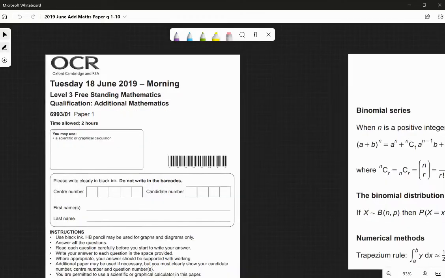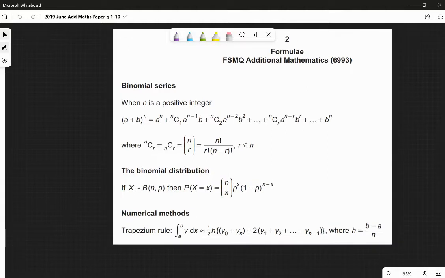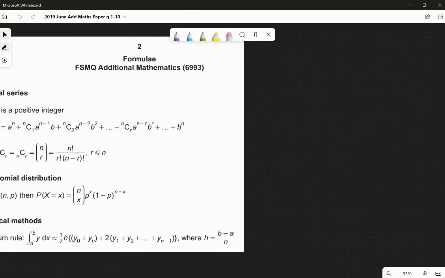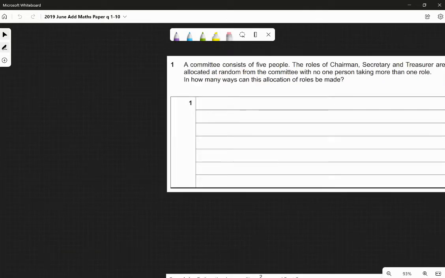So these papers come with this formula sheet. There's only 1 or 2 questions which actually require it. And in fact, if you have learnt the syllabus well enough, you shouldn't need to use these formulae at all. They should be well ingrained in your psyche. So without further ado, let's have a look at question 1.